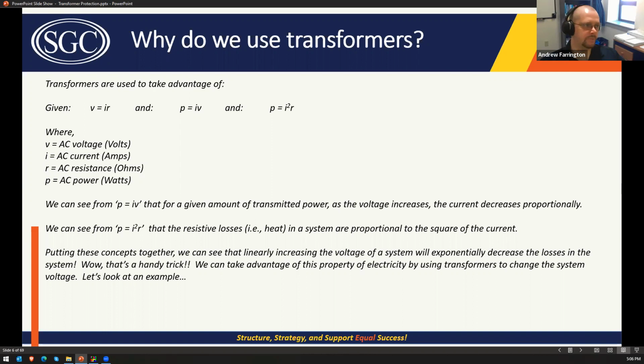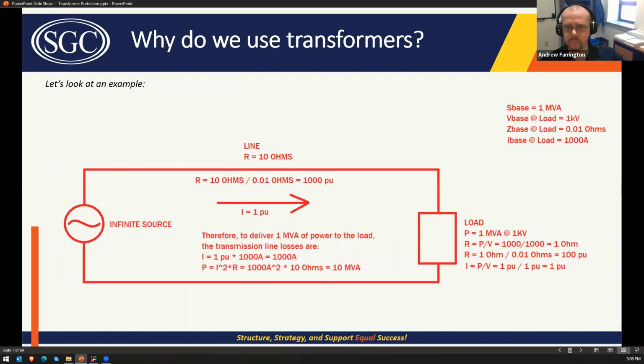So we take lower voltages in at generation sites, step them up to reduce losses in an exponential manner, even though we're only increasing the voltage linearly. And then we can step it back down so that the customers can use it. So we can take an example of that.